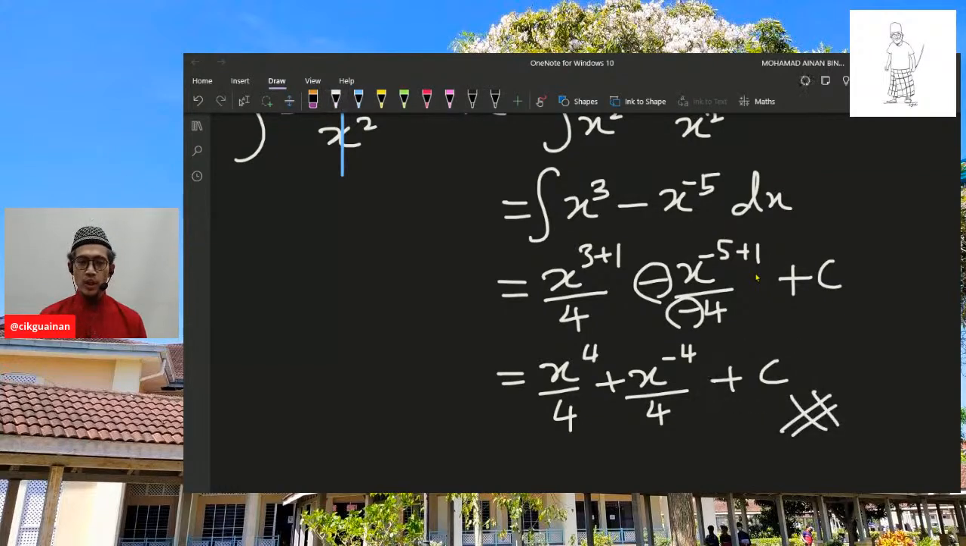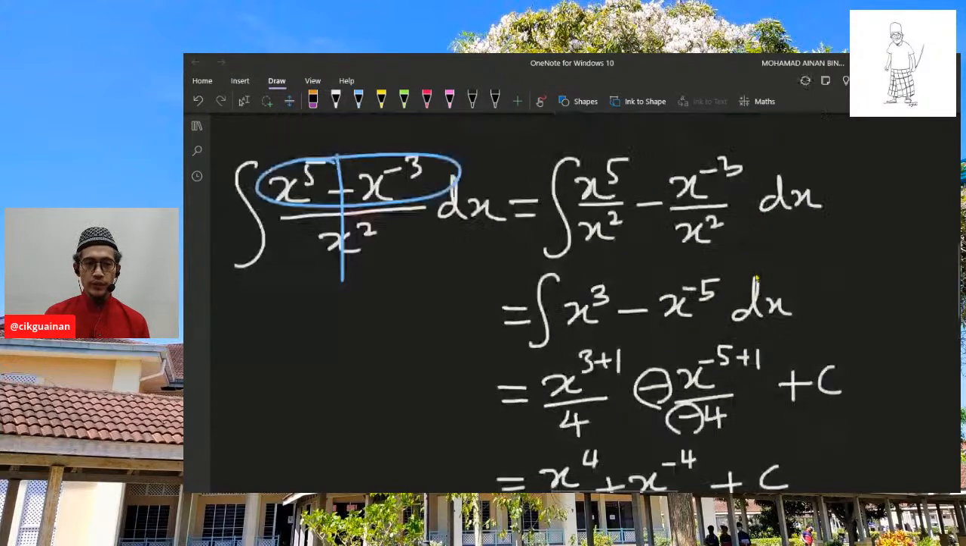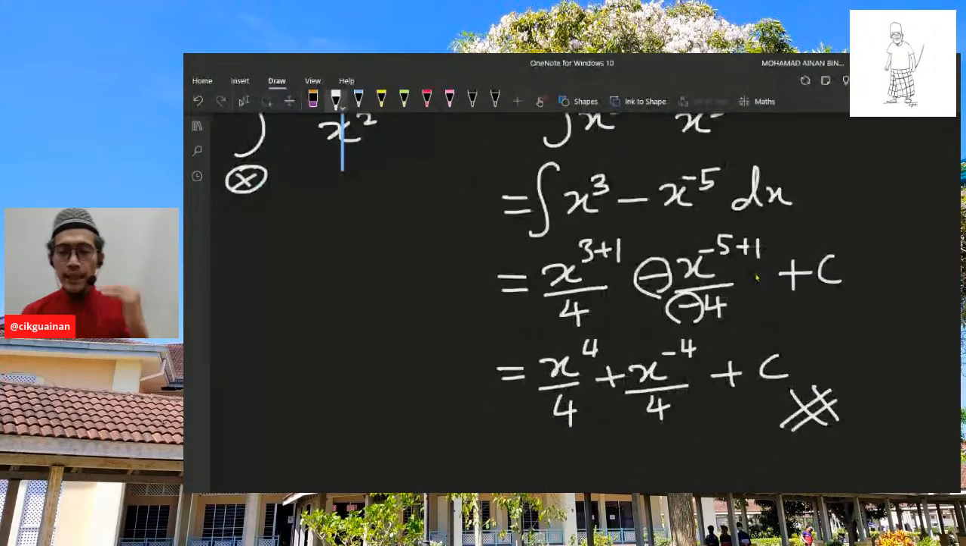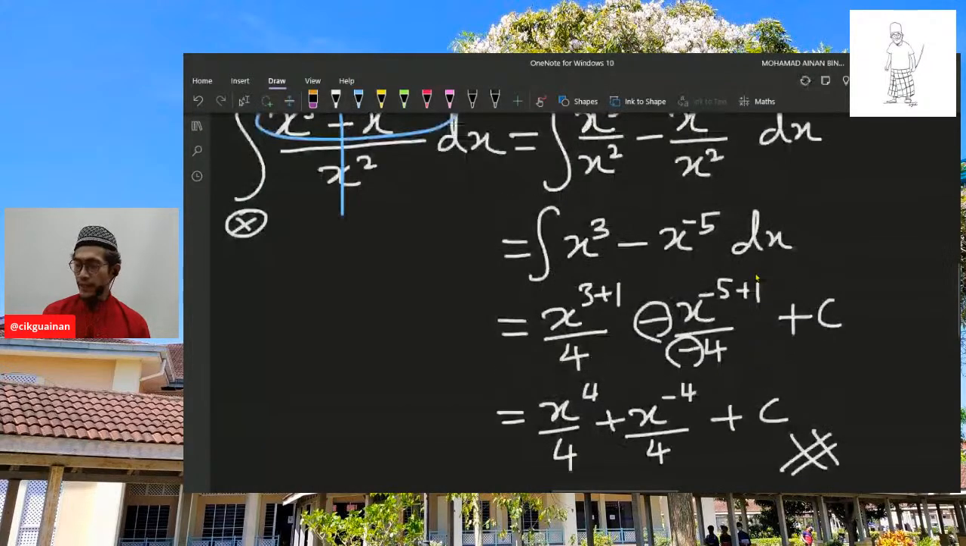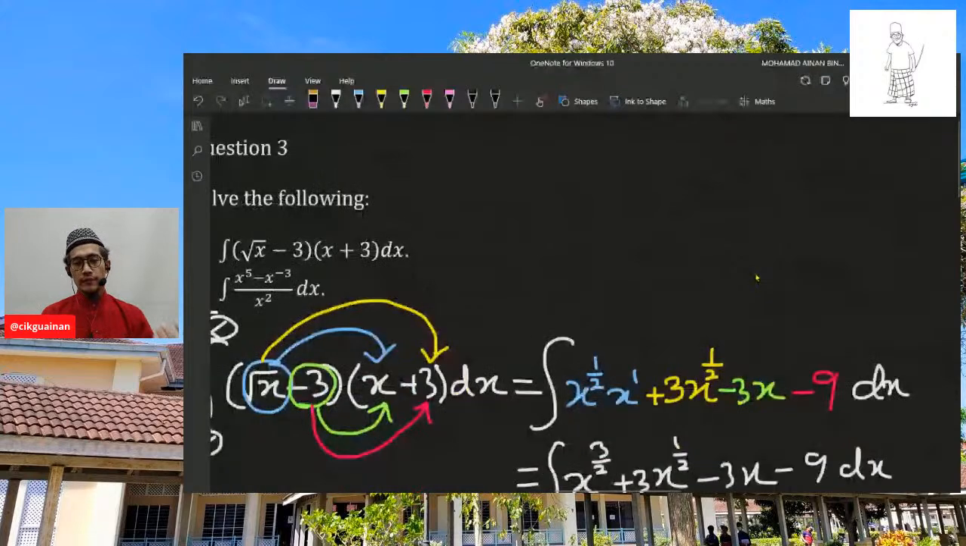Because there is no limit over here, no limit on top and bottom of the integral sign, therefore we have to put plus C at the end of our answer. Okay, done with question 3. Question 3 done already. Finish.